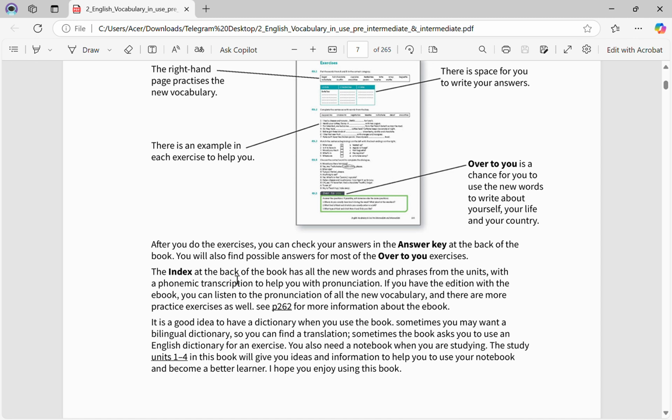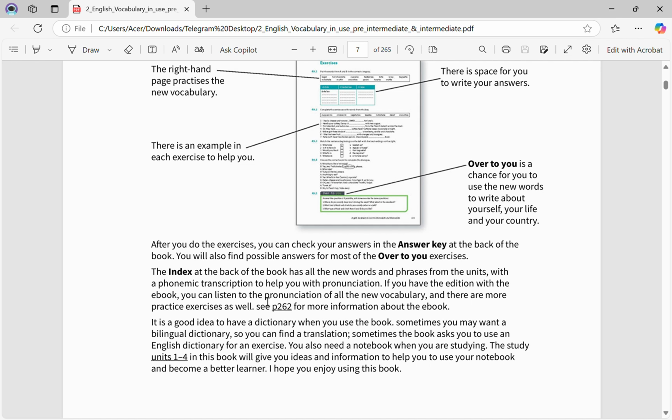The index at the back of the book has all the new words and phrases from the units with a phonetic transcription to help you with pronunciation. If you have the edition with the ebook, you can listen to the pronunciation of all the new vocabulary, and there are more practice exercises as well. See page 262 for more information about the ebook.